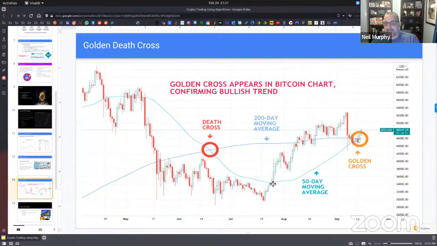I love the name of this. I was on the internet and I was looking at MACD strategies, and it said Golden Cross, Death Cross. I'm like, okay, that's in. How can you not? So this is kind of cool.